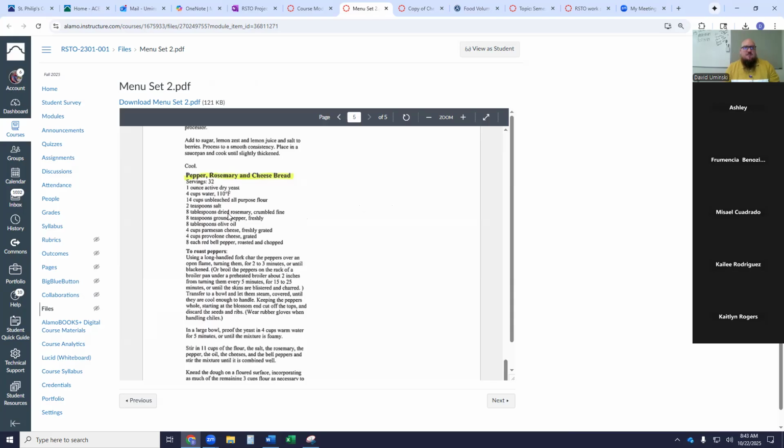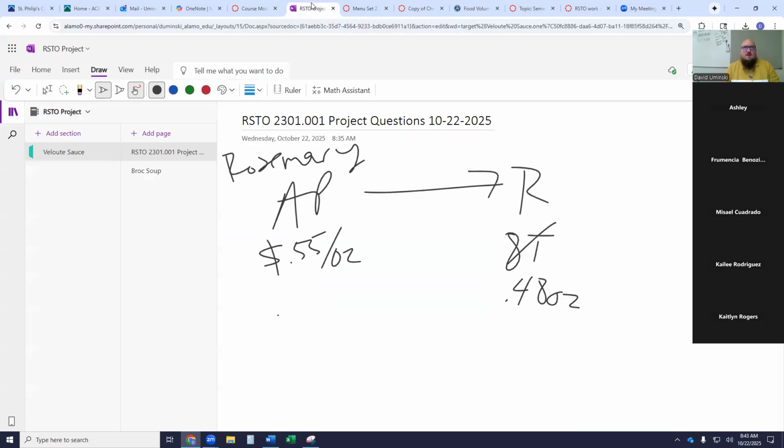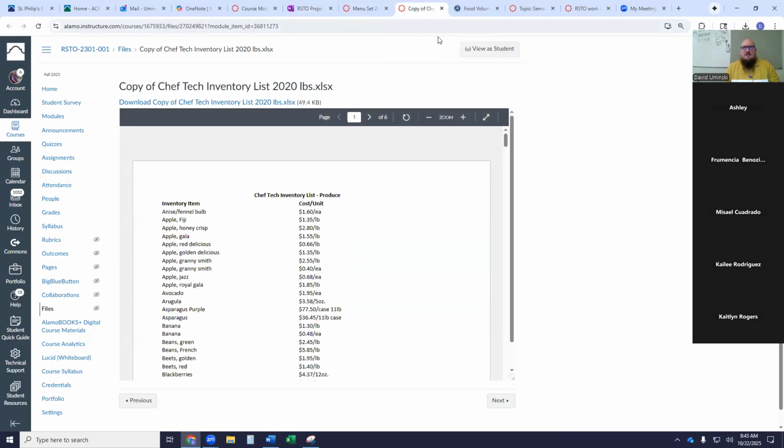So, 8 tablespoons of dried rosemary. Okay, cool, so we got that one right. 8 tablespoons, good. And then let's look at our rosemary.